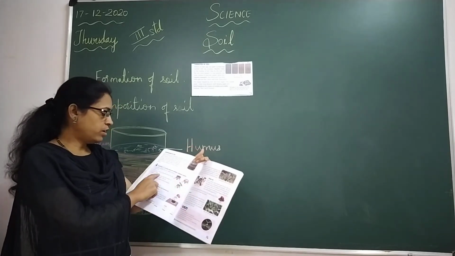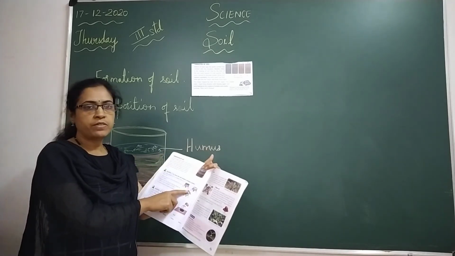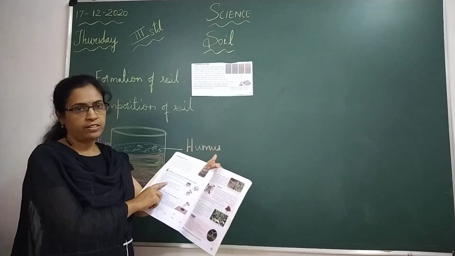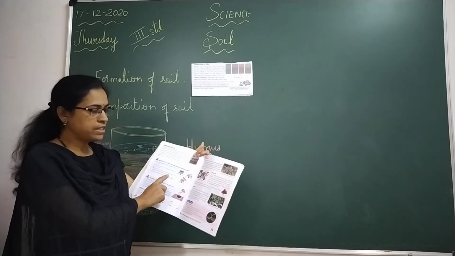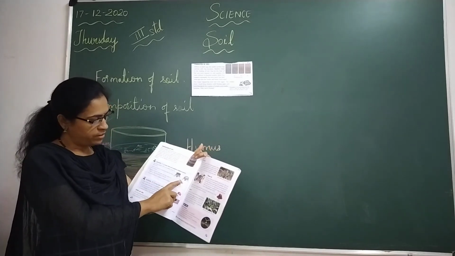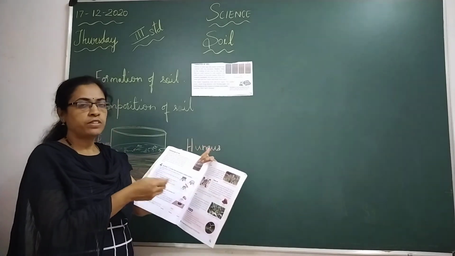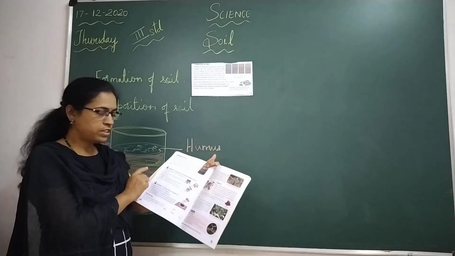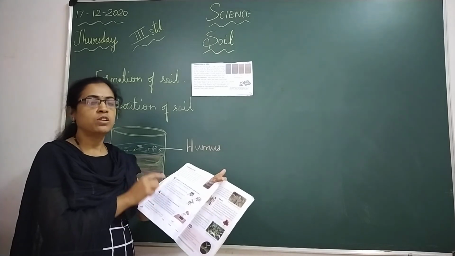Heat the vessel for some time. After putting the soil in the vessel, cover it with the lid and then heat for some time. Later remove the lid. When you remove the lid, you will see tiny drops of water on the underside of the lid. So this shows that soil contains moisture, or water, in it.